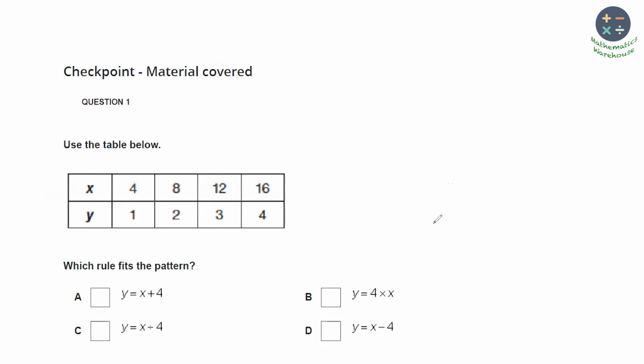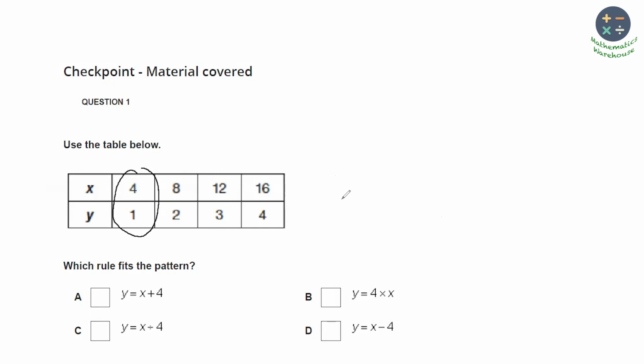Today we are solving a checkpoint on the material covered. First question, use the timetable below. We have here a relation between x and y. x is 4 when y equals 1, x is 8 when y equals 2, x is 12 when y equals 3, and x is 16 when y equals 4.